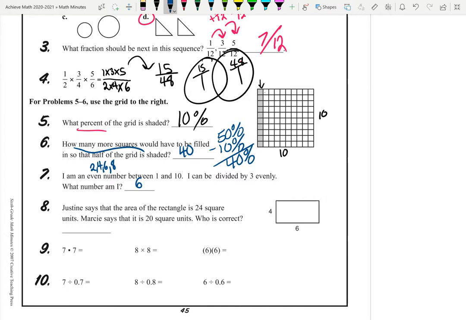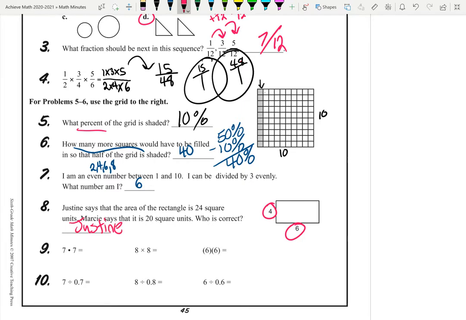Number 8, Justine says that the area of the square is 24. Mari says that it's 20. Who is correct? Well, area is when you do base times height. 6 times 4 is indeed 24. So Justine is correct.